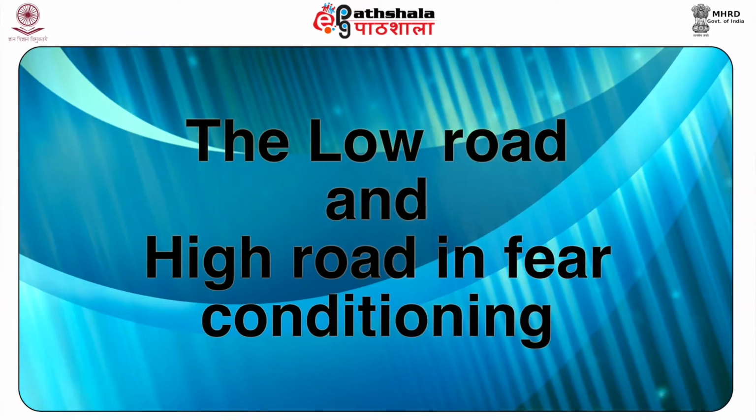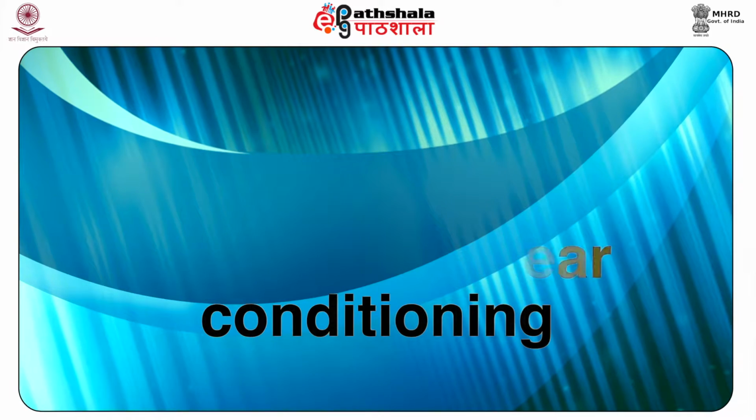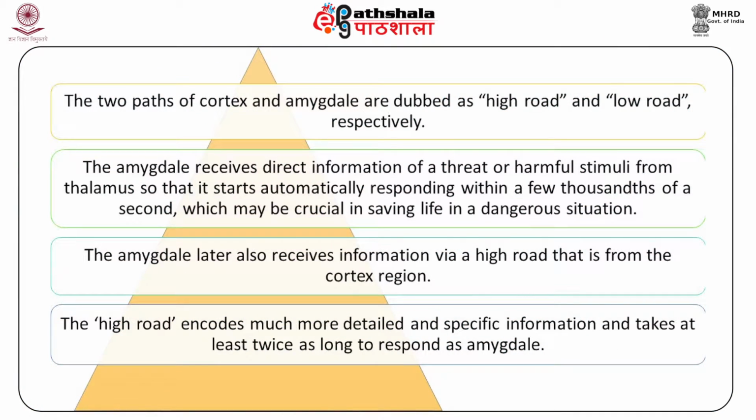Now let us understand the low road and the high road in fear conditioning. The two parts, cortex and amygdala, are dubbed as the high road and low road respectively. The amygdala receives direct information of a threat or harmful stimuli from the thalamus so that it starts automatically responding within a few thousandths of a second, which may be crucial in saving life in a dangerous situation. The amygdala later also receives information via the high road, that is, from the cortex region.